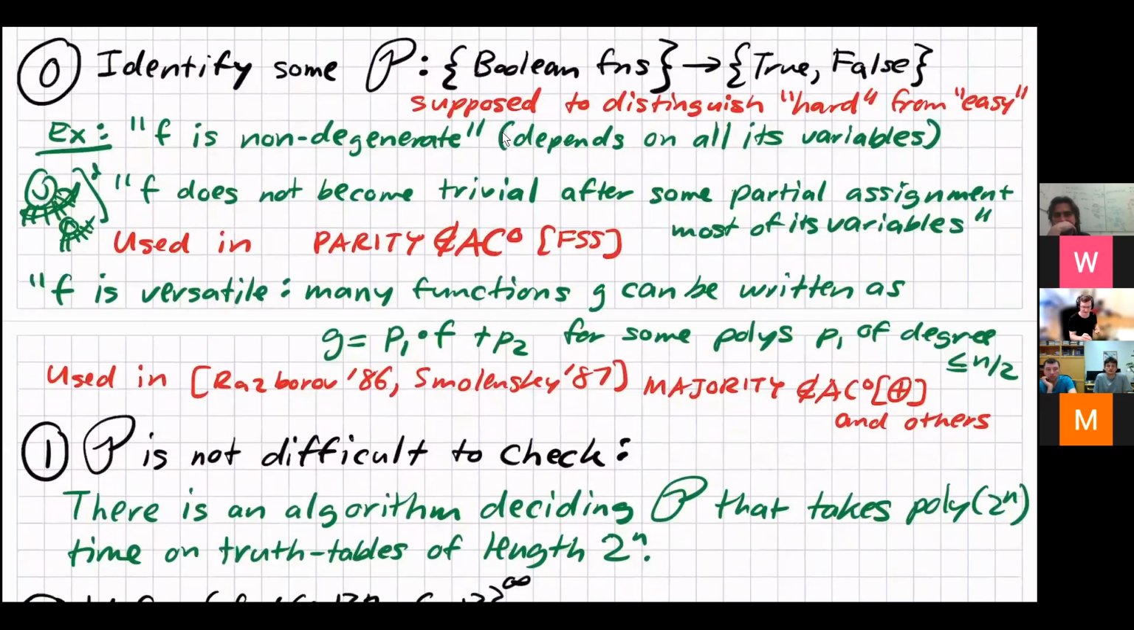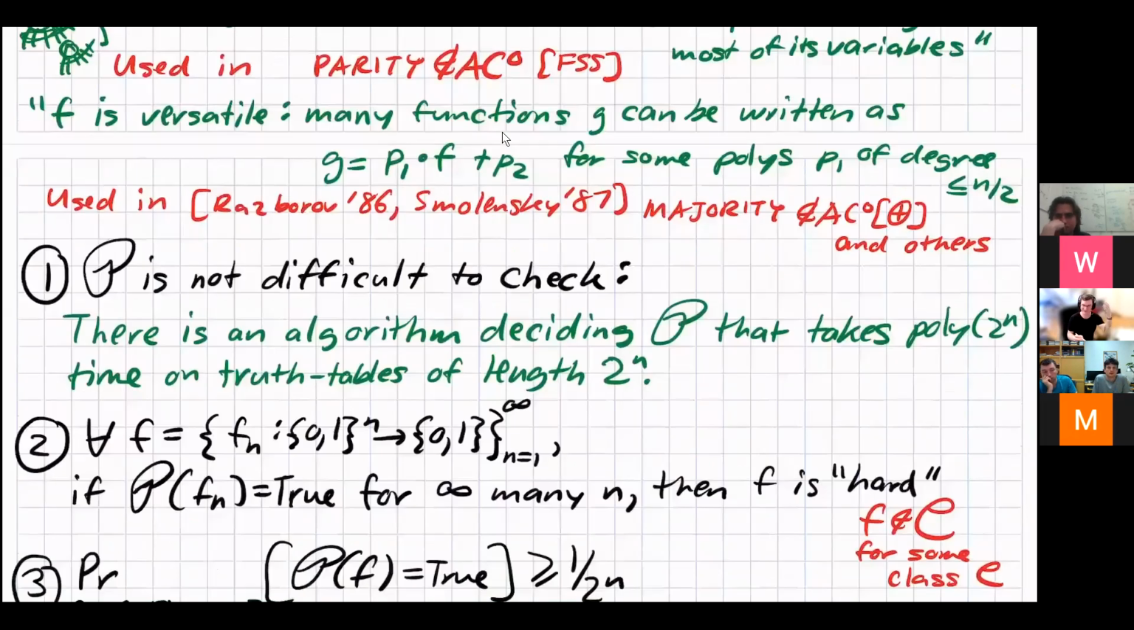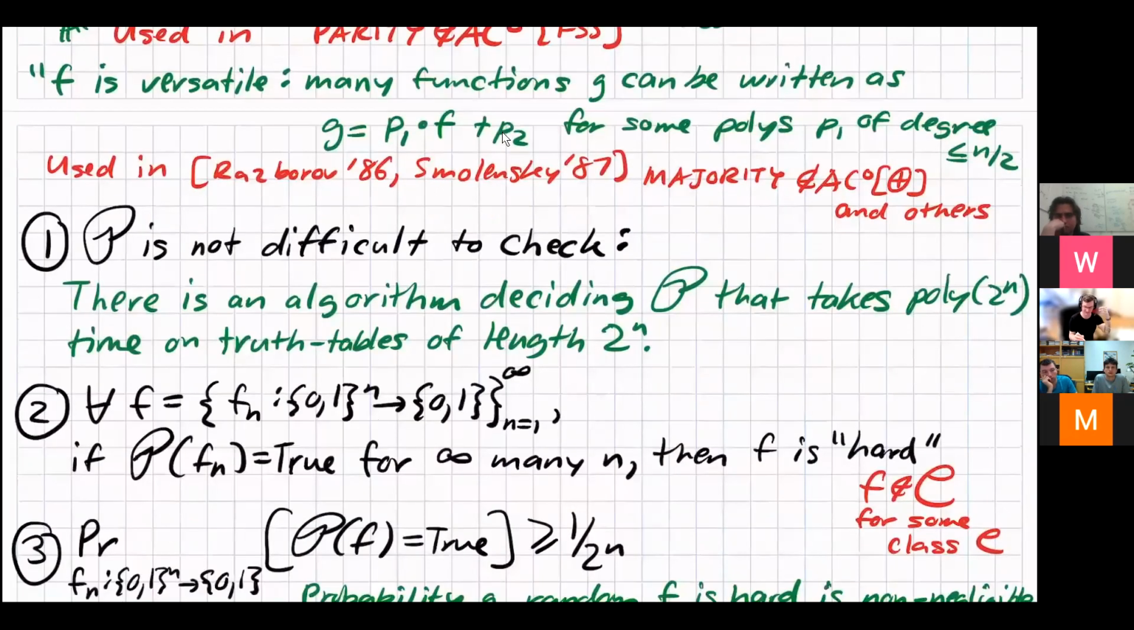Next, you show that this property is not difficult to check. So there is some algorithm that will decide the property, true or false. It takes time polynomial in 2 to the n on truth tables of length 2 to the n. It just takes in a truth table of a Boolean function and gives you a true or false answer. And it does so in time polynomial in the input, which is of length 2 to the n.